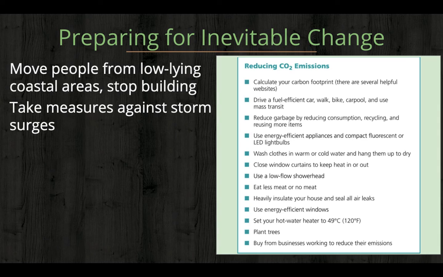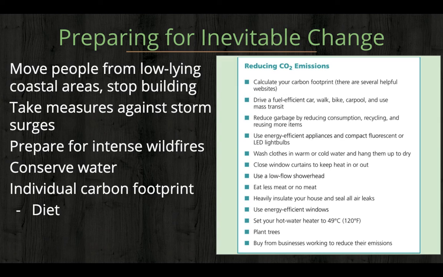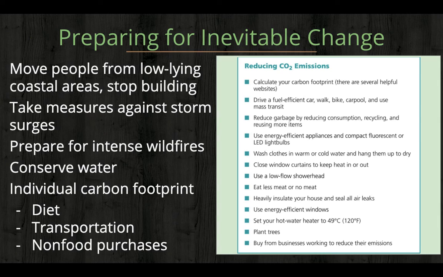Taking measures against storm surges. With extreme weather, when a storm comes, the sea kind of draws back and then floods the area. That's where most of the damage comes from. So sea walls, etc. Along with other extreme weather, for instance, wildfires: educate people, maybe train the fire department in certain things, etc. Conserving water in advance because drought will happen. And of course, taking individual changes, such as diet, so eating less meat or no meat, transportation, walking or biking, or even using public transit instead of driving everywhere, thinking about all the non-food purchases we make.